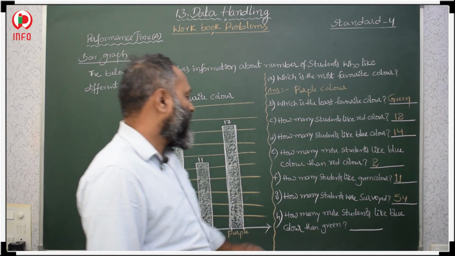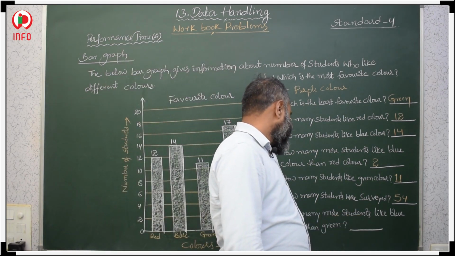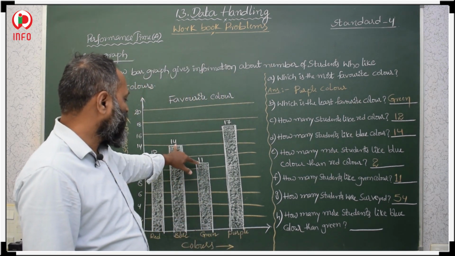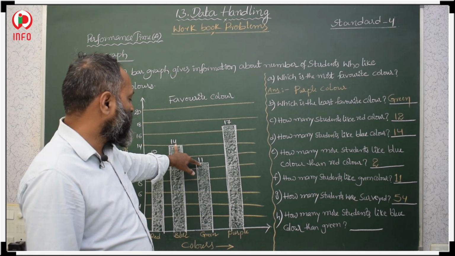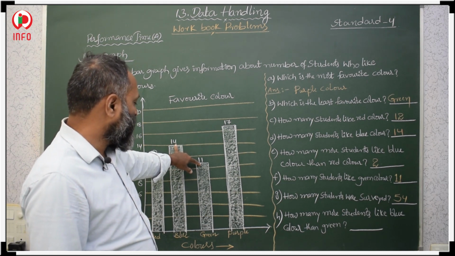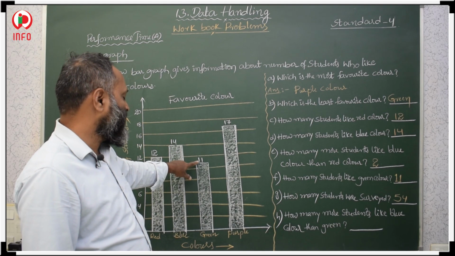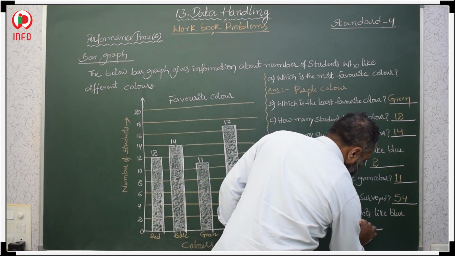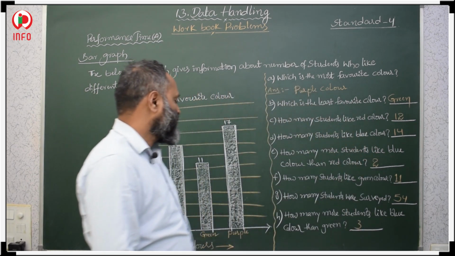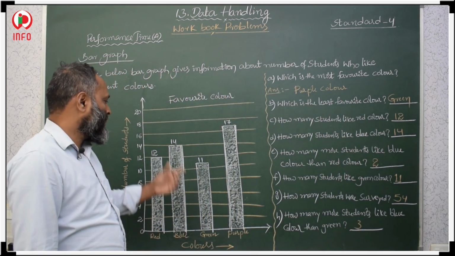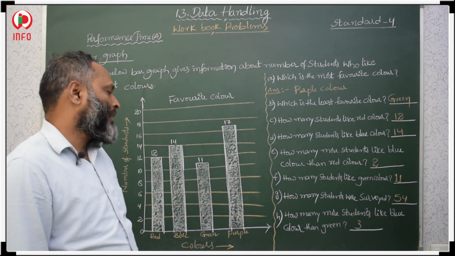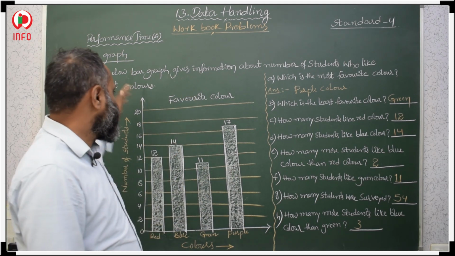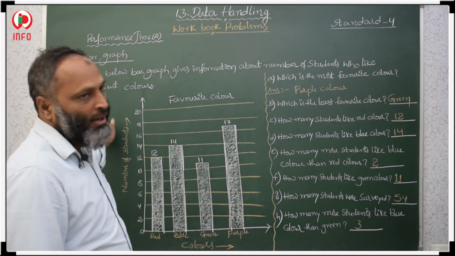Now, how many more students like blue color than green color? Here blue is 14 and green is 11. We should find the difference. 14 minus 11 is 3 more students. 3 more students like blue color than green color. So these are the answers on the basis of this bar graph.